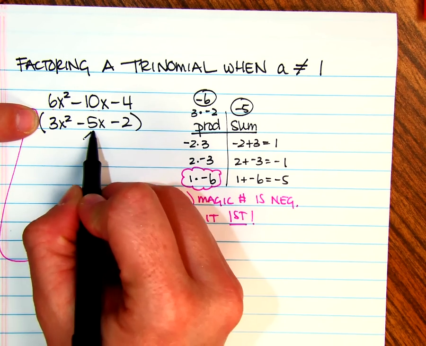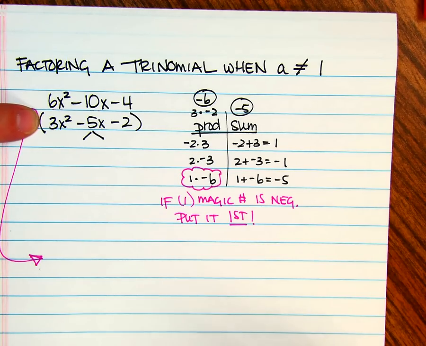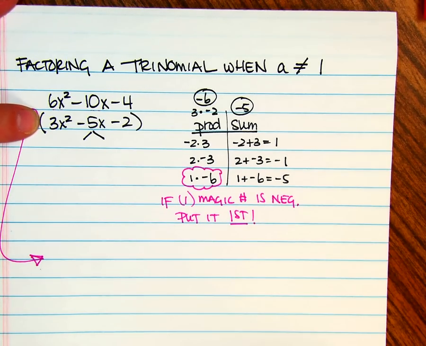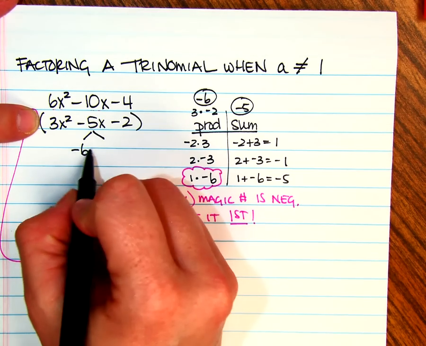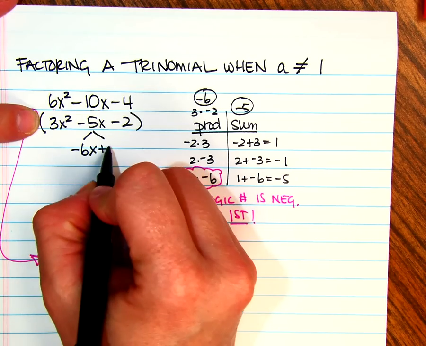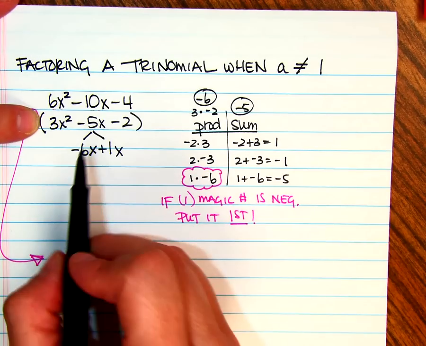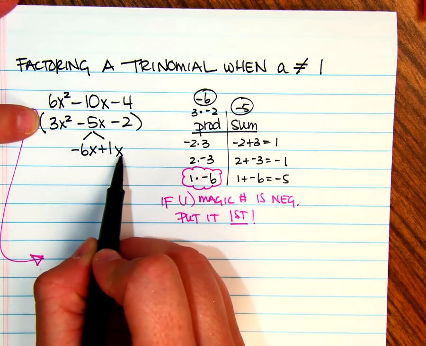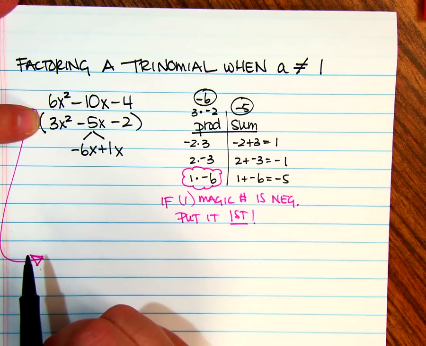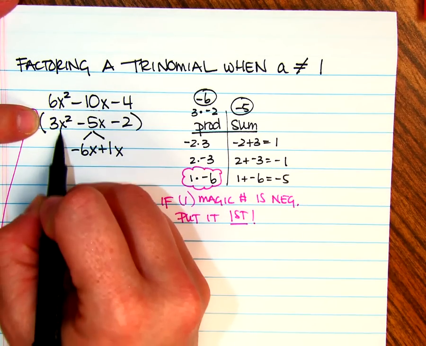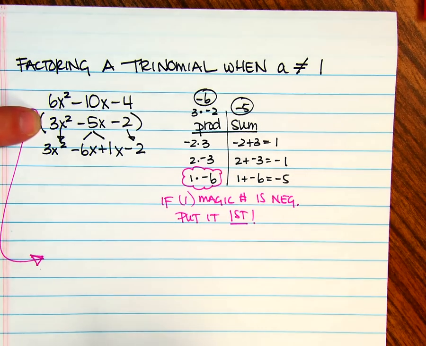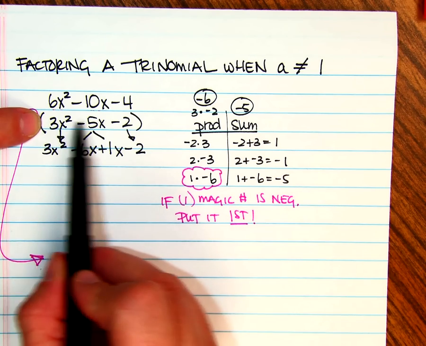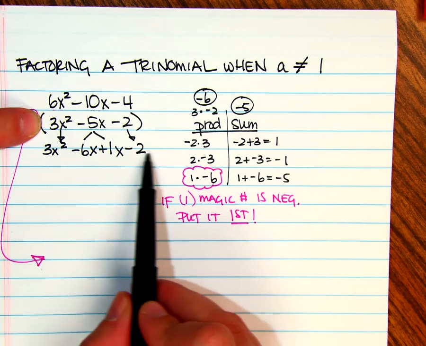I am going to rewrite my middle term. It's kind of like if someone gives me a $10 bill and I give them 2 5s. I'm not changing the value, I'm just changing the way that it looks. So I'm going to use my negative 6x and my positive 1x. Do you agree that negative 6x plus 1x gives me a negative 5x? Then I'm just going to bring down my first term and my last term. So what I have done is I have changed my trinomial into a 4-termed polynomial.